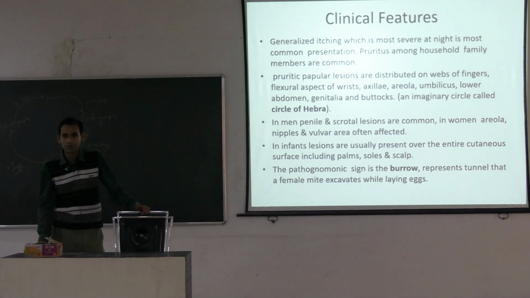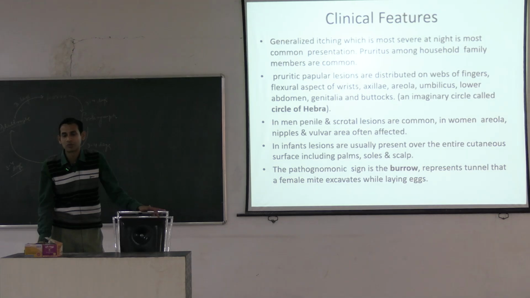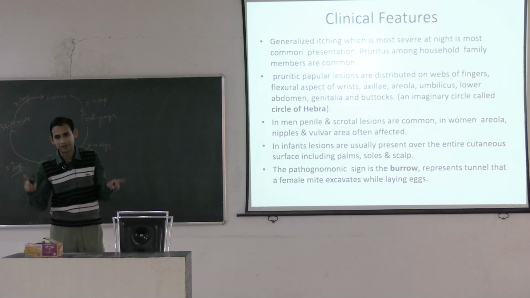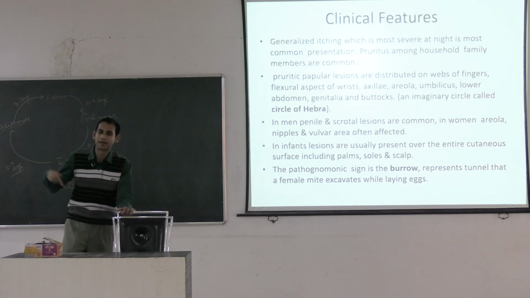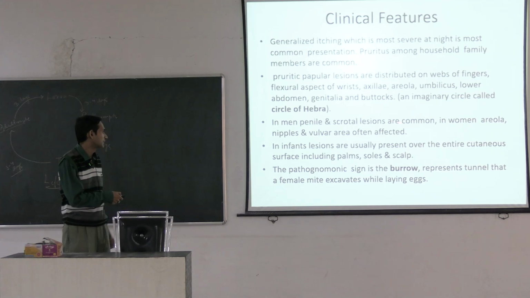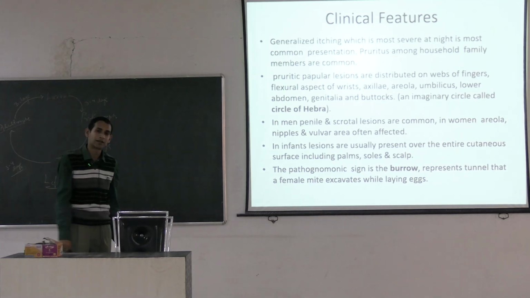The pruritic papular lesions are mostly distributed over the webs of the finger, flexural aspect of the wrist, back of elbow, axilla, nipple-areolar complex, around umbilicus, lower abdomen, genitalia and buttock, and also in the thigh region. It is distributed in a bilateral symmetrical pattern and produces an imaginary circle known as circle of Hebra. In the penile and the scrotum lesions are more common in the male, and in the woman the areola, nipple and the vulval areas are affected.